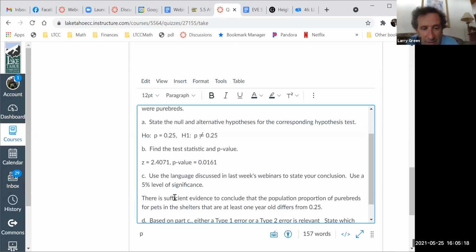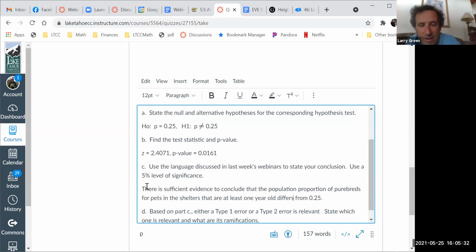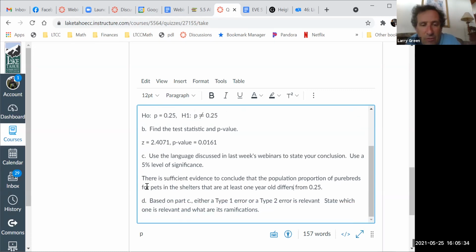Notice that it's sufficient because the p-value is 0.0161, which is less than 0.05. If the p-value is small, that means that we have sufficient evidence or statistically significant, however you like to write it. Any questions at all on part C? Okay, then part D.